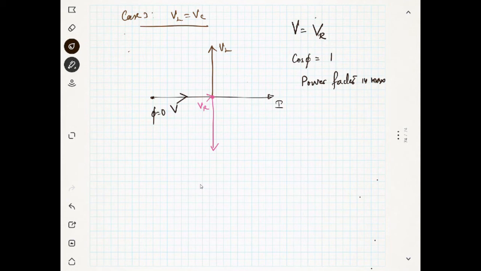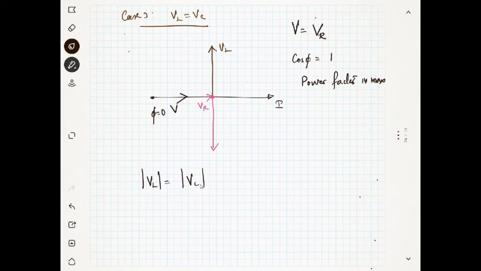Yes, sir. Doctor, I have a question, sir. If we say VL equal to VC, does that mean C equal to L? No, no. I am saying the magnitude of VL is equal to the magnitude of VC.